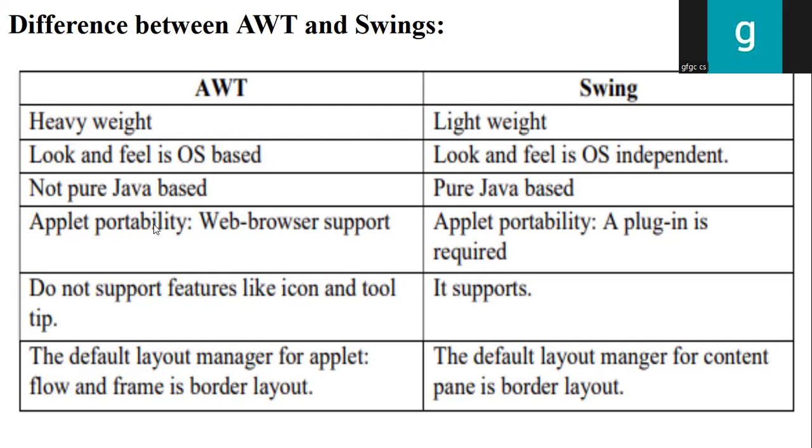It is based on the HTML, and for that we need the applet. Swing is purely Java based. For AWT, applet portability and web browser support are needed. For Swing, a plugin is required; the plugin is nothing but the Swing package we have to use. AWT does not support features like icons and tooltips. Swing supports both icons and tooltips. In AWT, the default layout manager for the applet is flow layout and for the frame is border layout. The default layout manager for the content pane in Swing is border layout.